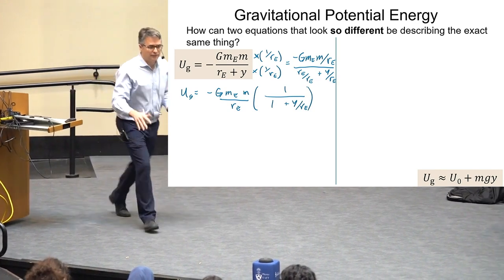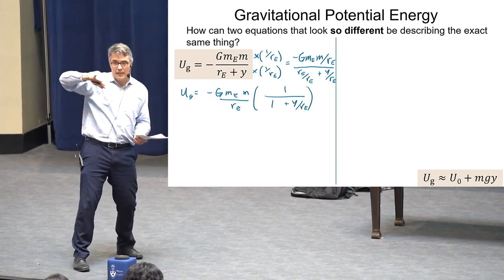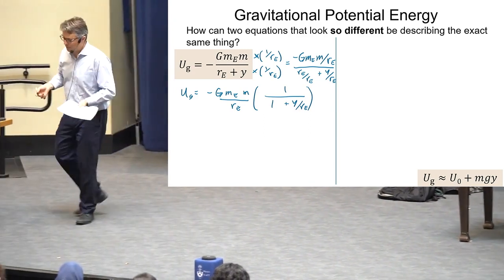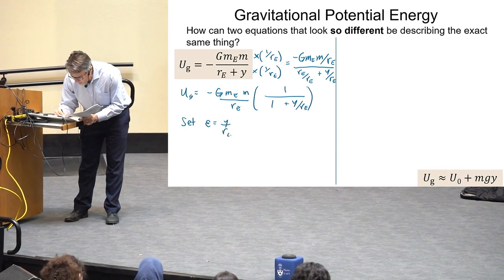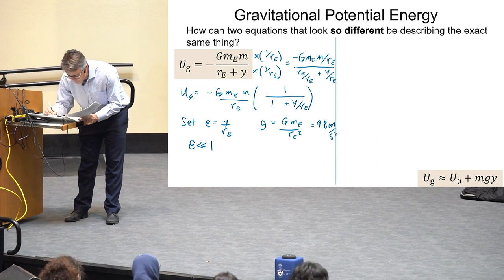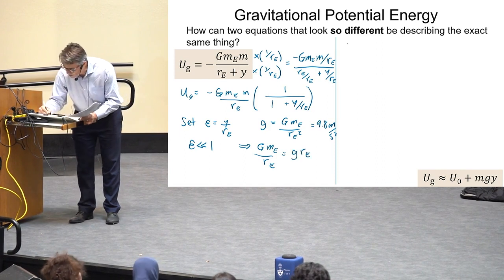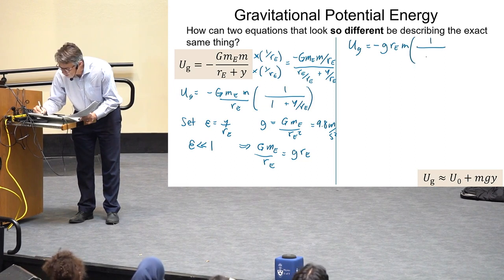The idea is that if I move this object up a distance y, y is much less than the radius of the Earth. So y divided by r_e is a very small number, and what I tend to do in math is set that number to be epsilon, which is small. So we're going to do an epsilon proof here. Epsilon equals y divided by r_e, and epsilon is much, much less than 1. Also, lowercase g is equal to capital G times the mass of the Earth divided by r_e squared. We did that before, the 9.8 meters per second squared. So G m_e over r_e is equal to lowercase g times r_e. We can rewrite this equation: U sub g is equal to negative lowercase g times r_e times the mass times 1 over 1 plus epsilon.